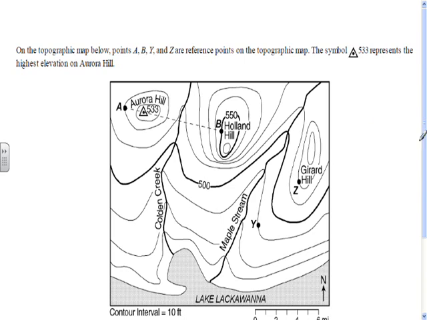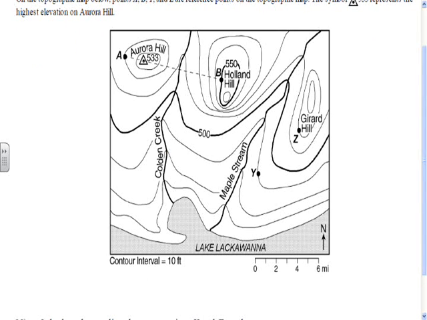So the first one is this map right here, and make sure to read everything. It says on the topographic map below, points A, B and Y and Z are reference points on the topographic maps. This symbol 533 represents the highest elevation on Aurora Hill. Now here they give you this information, which is that the contour interval is 10 feet, meaning that when you go from this line, for example, to the next line, you go by 10.